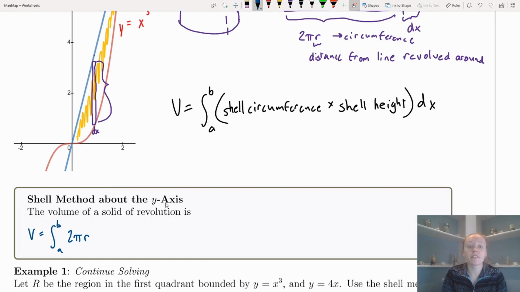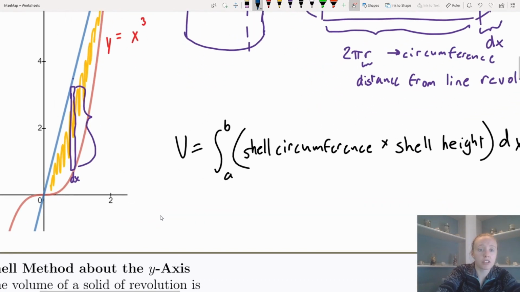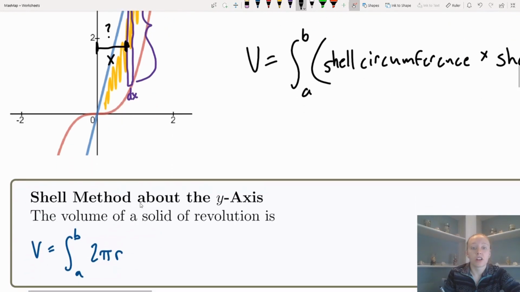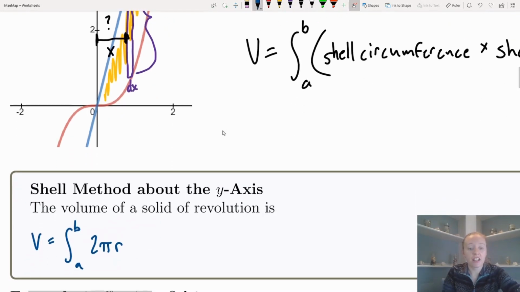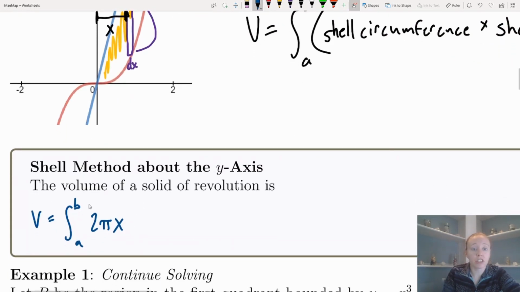But what exactly is r? Well, in the case of revolving around an axis, r is that distance to our rectangle from the axis. So looking up above, let me go ahead and zoom in, r is going to be this distance here. But what is that distance? Well, that distance is whatever x value we're at. So this is just x. So our radius, r, is really x. So there we have our shell circumference.